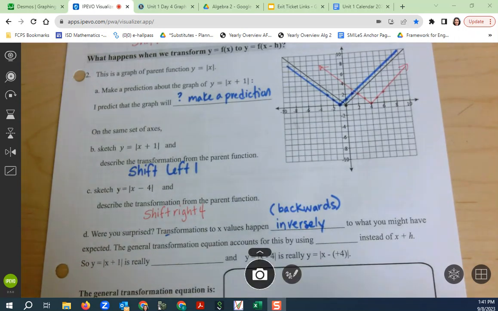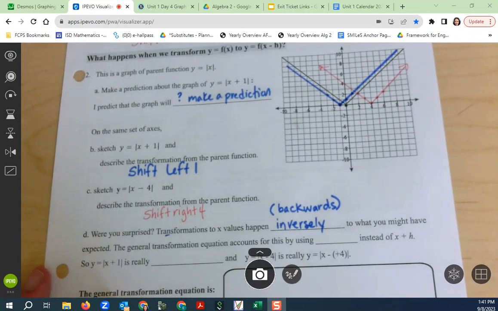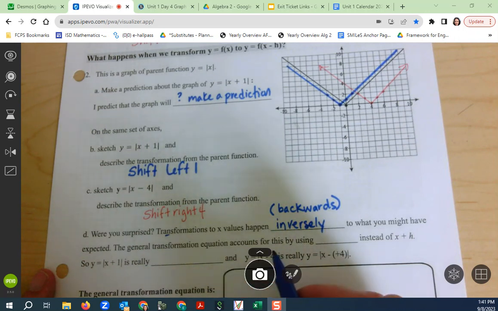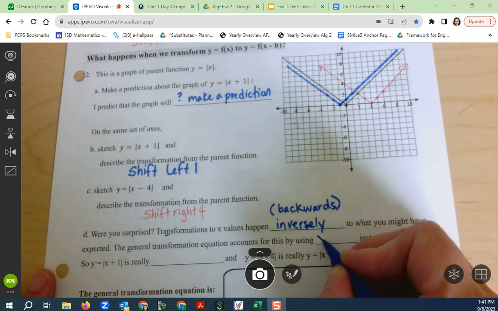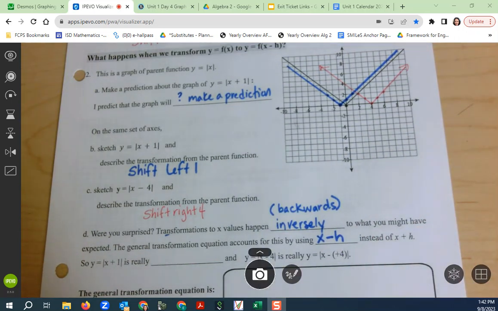Okay, so transformations to the x value. So notice if it's inside of the absolute value and it happens to the x, it's going to happen backwards of what you think. The general transformation equation accounts for that by using an x minus h instead of an x plus h. So this general function is a little bit difficult to understand. It's kind of abstract, but it will be important to make that connection later on.